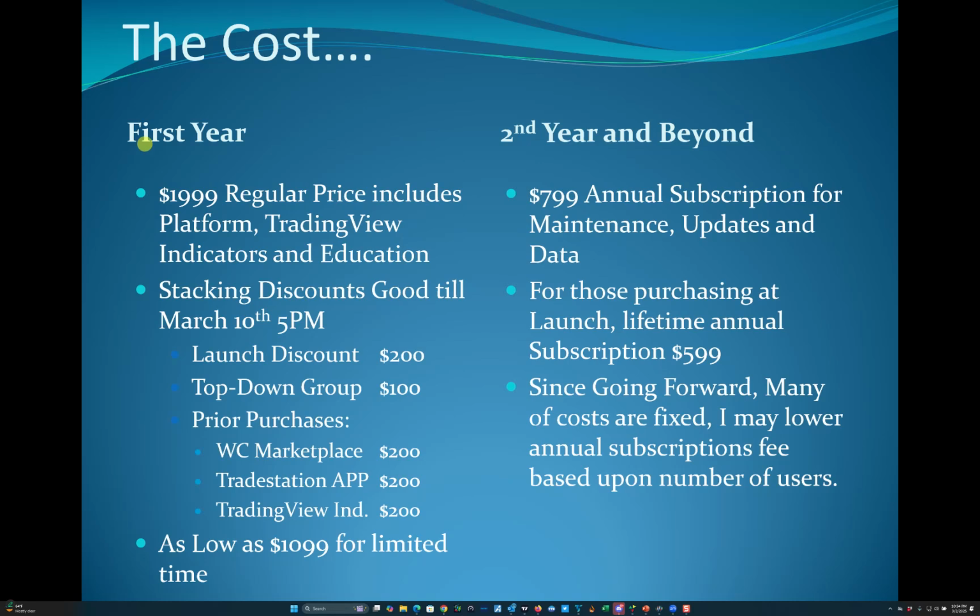What page or screenshot do I want from Wealth Charts? I know that, James, that you have them all.